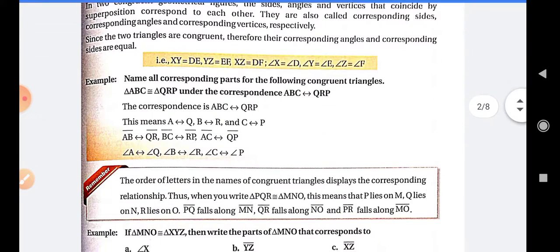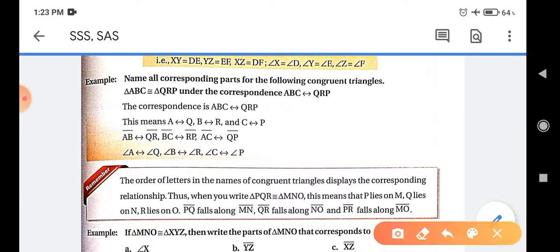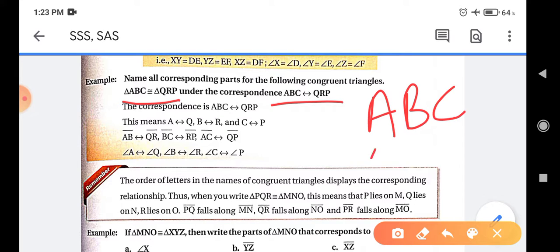Then there is an example. Name all the corresponding parts of the following congruent triangles. We are given triangle ABC is congruent to triangle QRP. Under the correspondence, ABC corresponds to QRP. And we cannot write QRP as PQR or RPQ. Its order is very important. The order of these triangles or angles is very important.